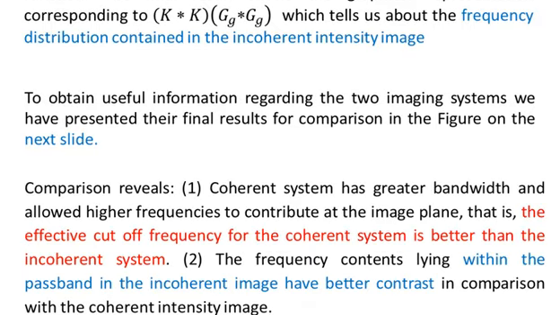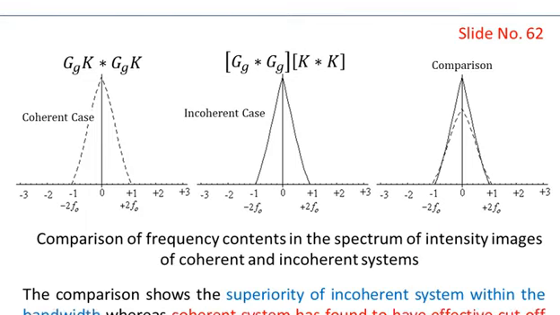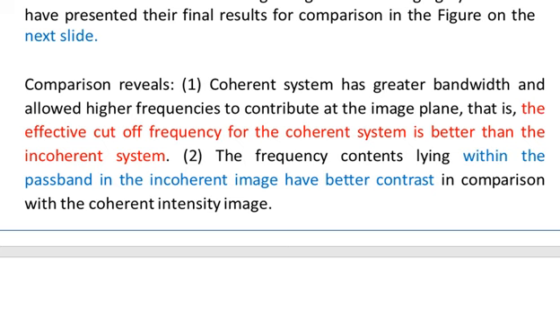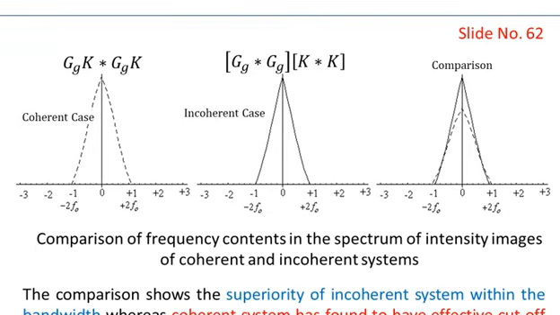To obtain useful information regarding the two imaging systems, we have presented their final results for comparison in the figure on the next slide. I mean this figure. Before we discuss this figure, let's read the statement first. Comparison reveals. What is the comparison? So let me first of all show, then we shall read that one. In this figure, this is actually the comparison between the spectrum of the two intensity images from the two systems, the coherent case and the incoherent case. The caption is: comparison of frequency contents in the spectrum of intensity images of coherent and incoherent systems.